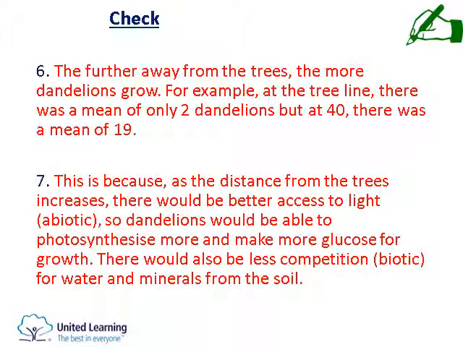And then for question 7, you need to explain why. It's because the further away from trees, the dandelions are going to get more light, more photosynthesis, more glucose, more growth. You can also link that to the water and minerals in the soil as well. So mark and improve that. For example, if you didn't talk about the minerals and water as well, please add it, because it's showing a wider understanding of the factors which increase or decrease plant growth.